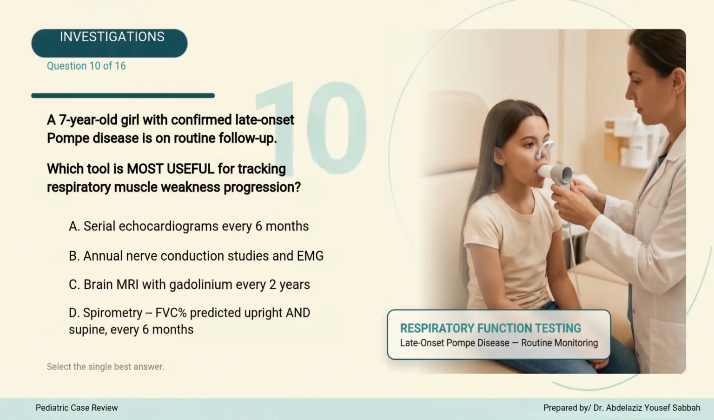Question 10. A 7-year-old girl with confirmed late-onset Pompe disease is on routine follow-up. Which tool is most useful for tracking respiratory muscle weakness progression?